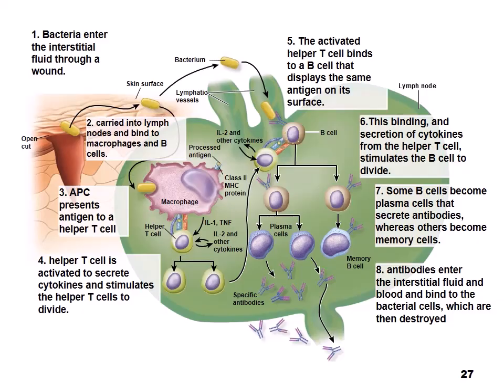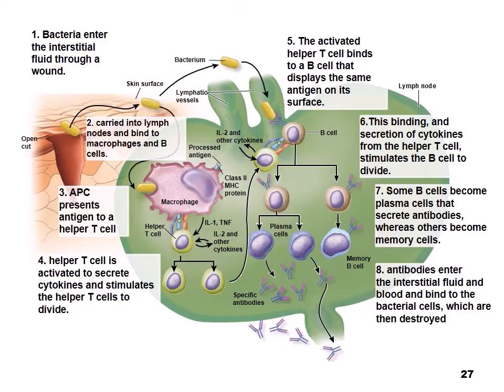So if we look at this diagram, there's kind of a lot going on here, but number 1 starts up on the top left-hand corner here, where we've got a bacterium entering in through a cut in our skin surface. That bacterium is going to be carried into the lymph node, which is this big green blob here. And then a macrophage right here takes that in, and the antigen is going to be processed and then presented to a helper T cell here. So see that little yellow dot? It's presented like, hey, helper T, check this out.